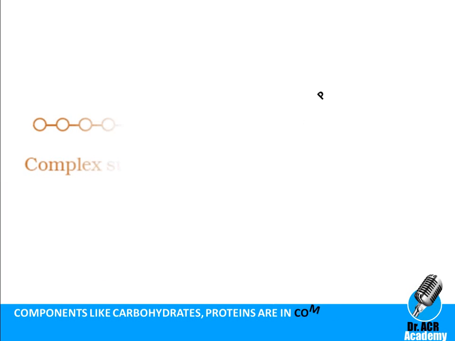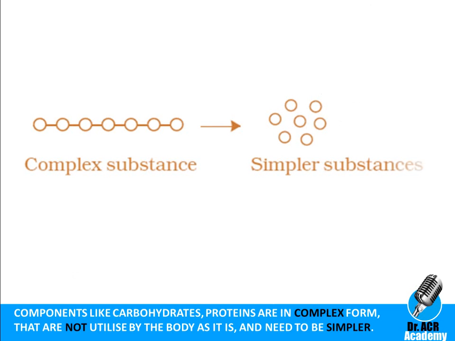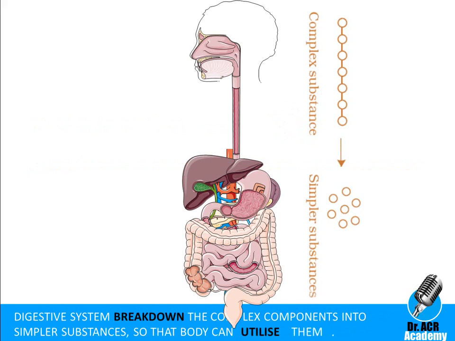Components like carbohydrates and proteins are in complex form. They are not utilized by the body as it is. They need to be in simpler form. The digestive system breaks down the complex components into simpler substances so that the body can utilize them.